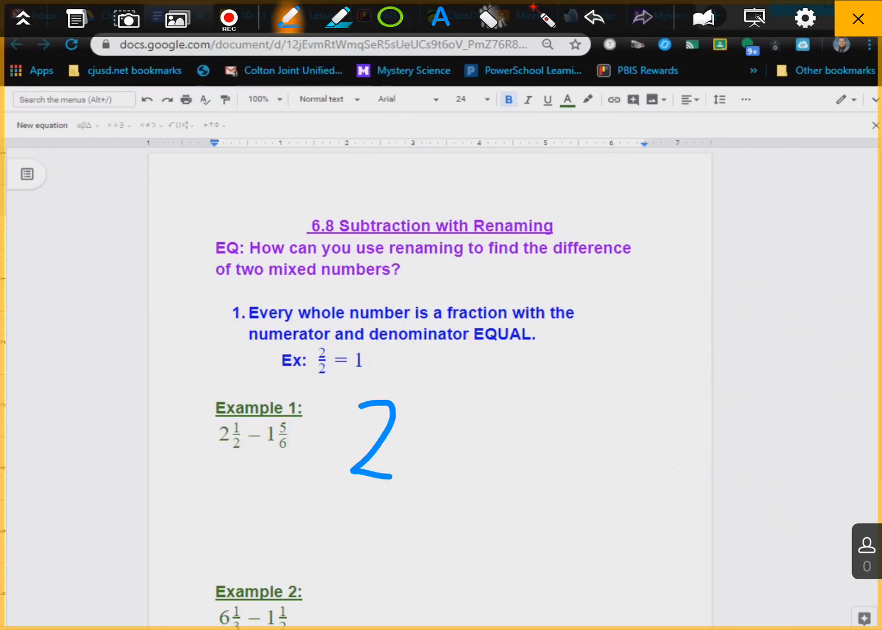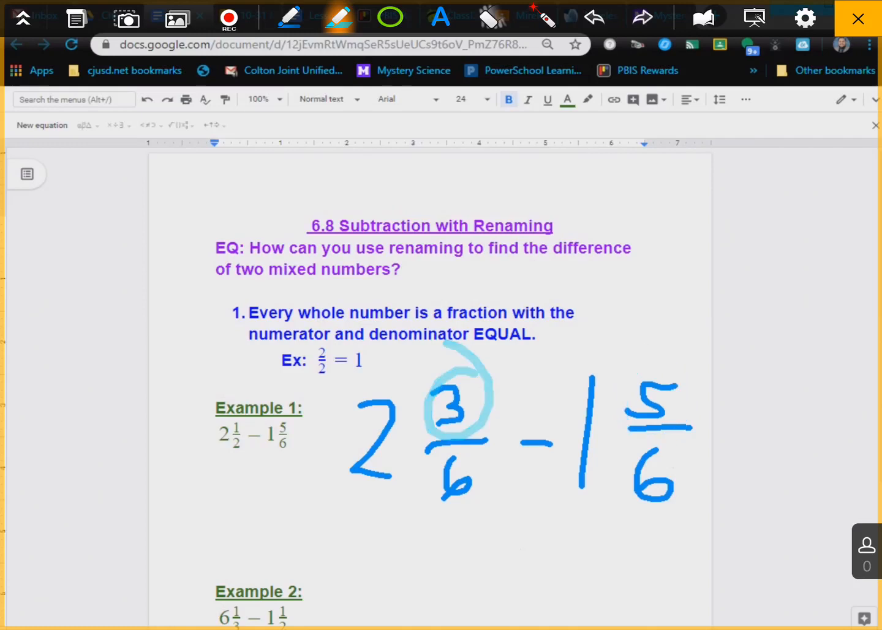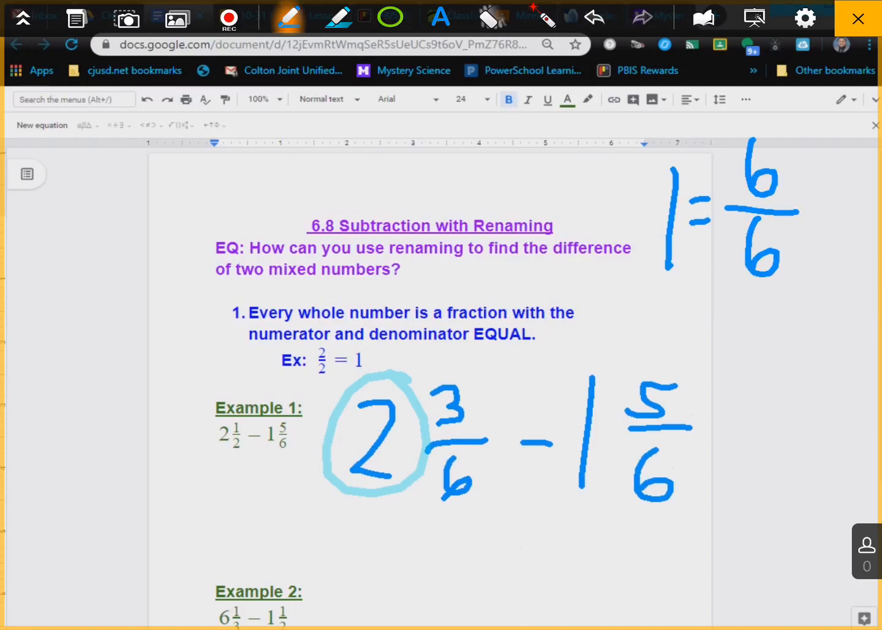So right now I have 2 and 3 over 6, because I converted the 1/2, minus 1 and 5 over 6. Well, this 3 is smaller than the 5, so I have to convert. And what I'm going to do is go next door and borrow, take something from it. Now, when I told you that every whole number is the same if the numerator and denominator are the same, like 1 equals 2 over 2, well, right now, instead of 2 over 2, I'm going to say that the 1 equals 6 over 6, because my denominators for these are 6.